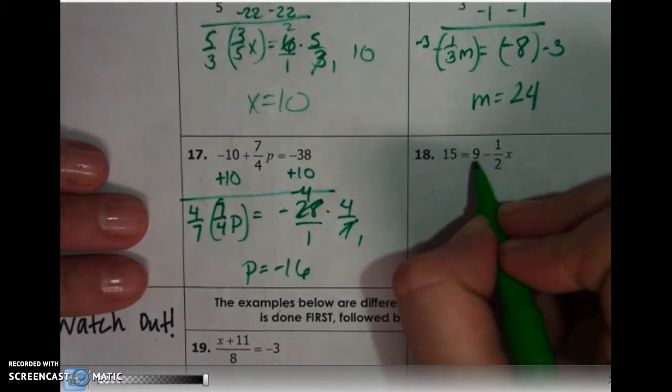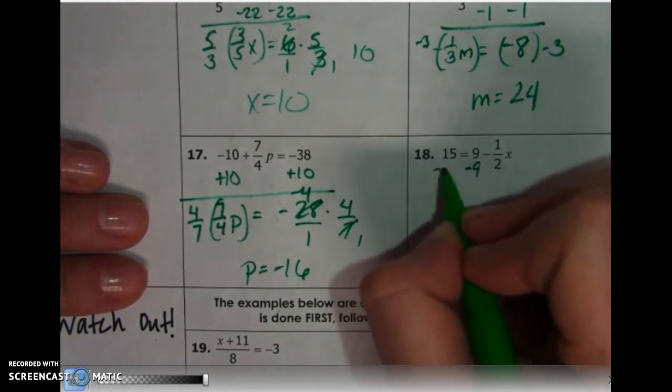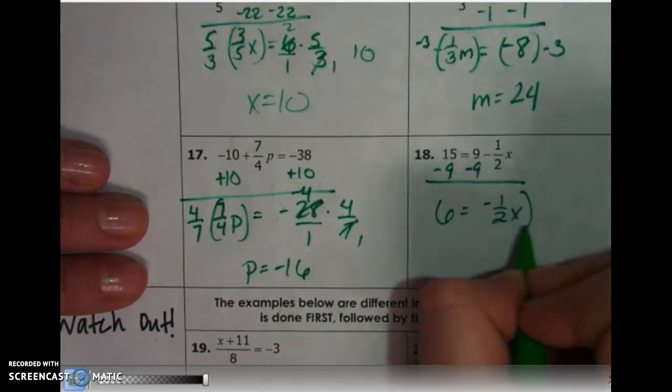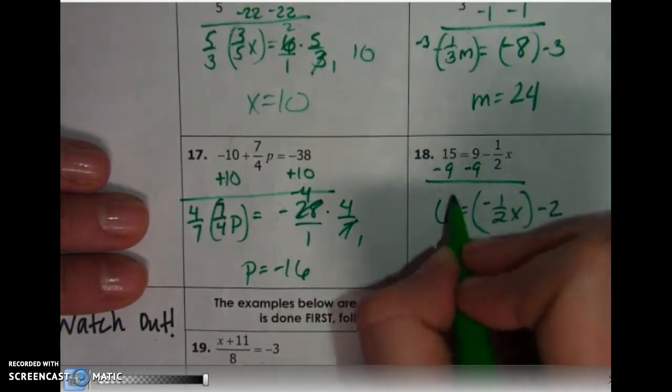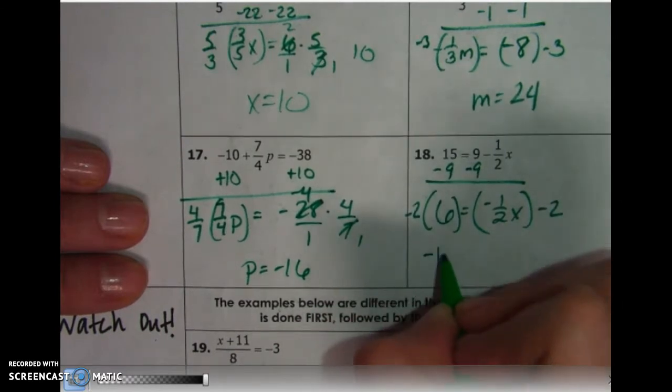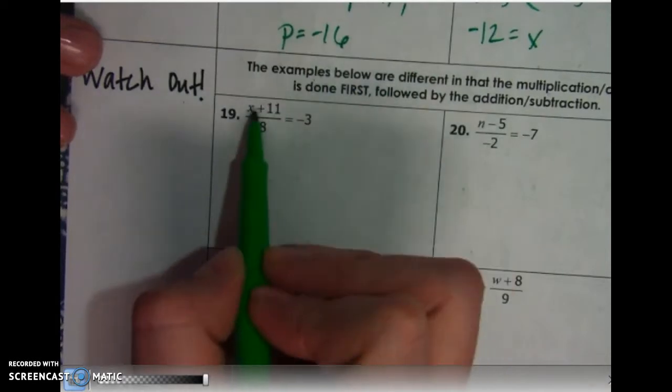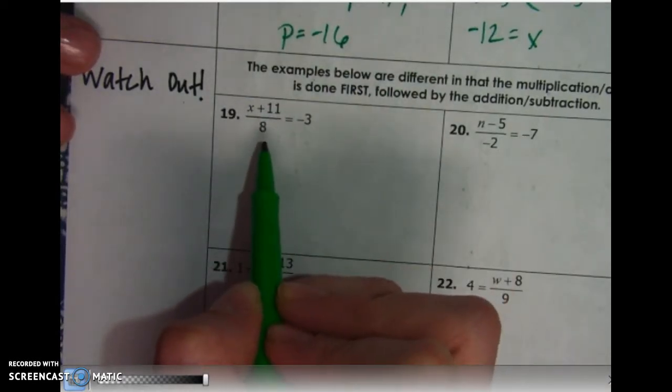And then over here, this 9 is positive, so I subtract. So I get 6 equals negative 1/2 x. Multiply by the reciprocal, which would be negative 2. Negative 12 equals x. This is getting added by 11 and then dividing by 8.